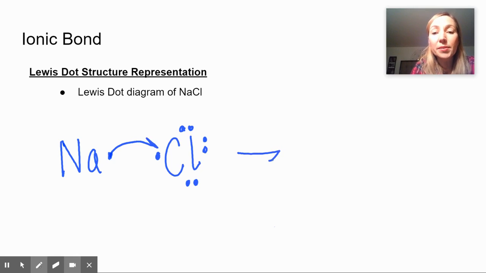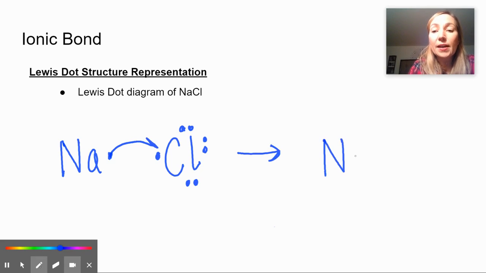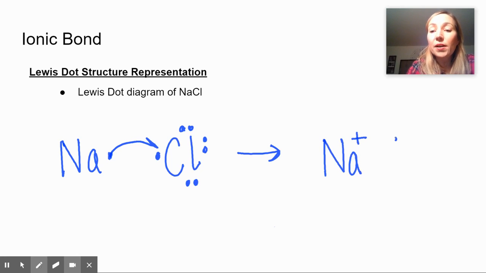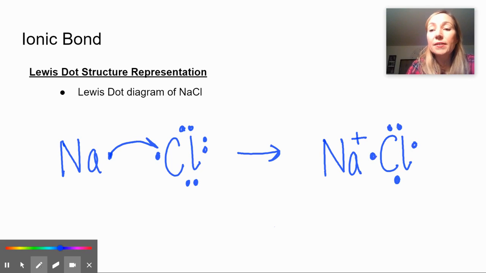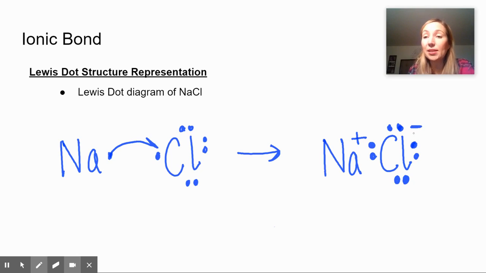Now what's formed, we'll put as a product here, we'll put Na, and it's got an overall positive charge. And it's right next to chlorine. It's attracted to chlorine where it gave its electron. And chlorine has an overall negative charge. Chlorine gained an electron, becomes negatively charged. Sodium gives up an electron, still has all its protons, so it's positively charged.